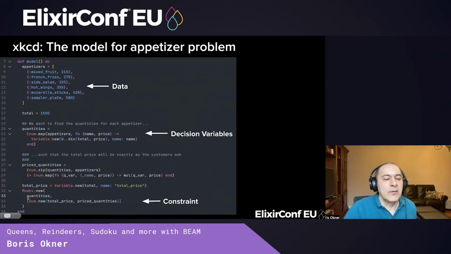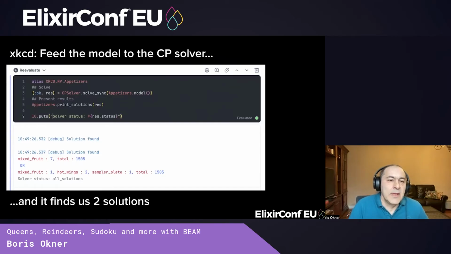And finally, the model here will have our decision variables, and a single constraint sum, which enforces that the sum of priced quantities will have to be exactly the total price. That's it. That's all the programming; it's not even programming, it's just a description of the model. And we are almost done. All we have to do is feed our model to the solver, and the solver just produces solutions.